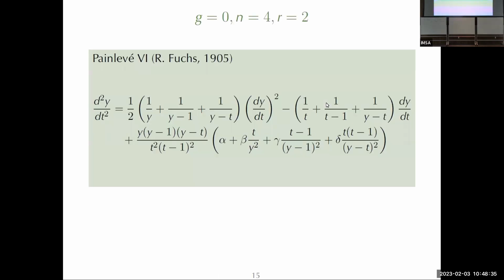Okay, so here's where the story starts. This is a nonlinear ODE of second order, the Painlevé VI equation.